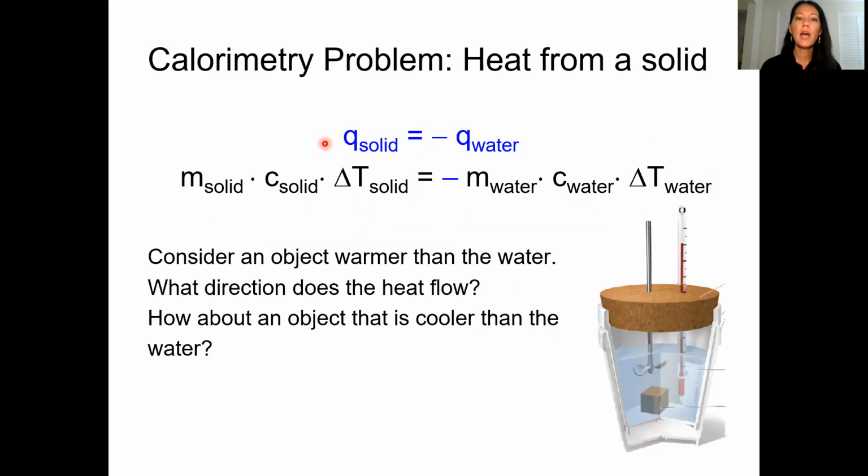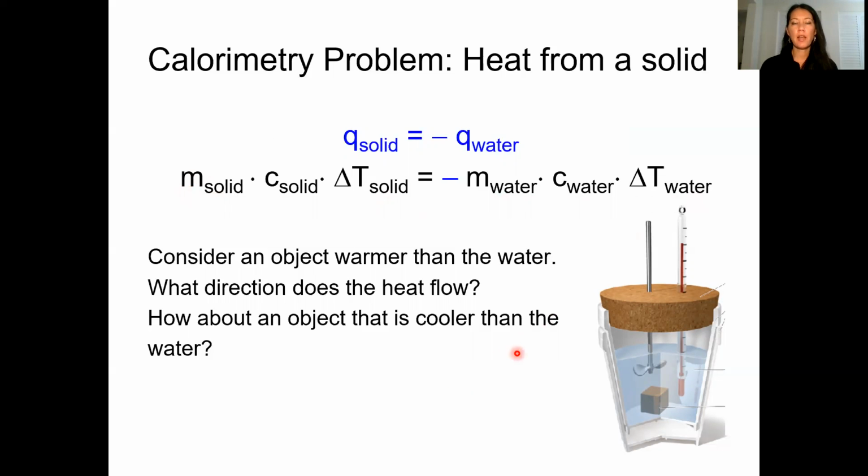So basically, I have Q solid equals minus Q water. I expand that because I know that Q equals mc delta T. So I could say Q equals m of the solid times c of the solid times delta T of the solid, and that also equals minus m c delta T of the water. Okay, so that's the equation that we'll be using to solve a problem on the next slide.